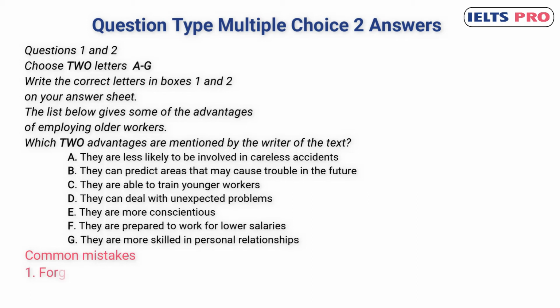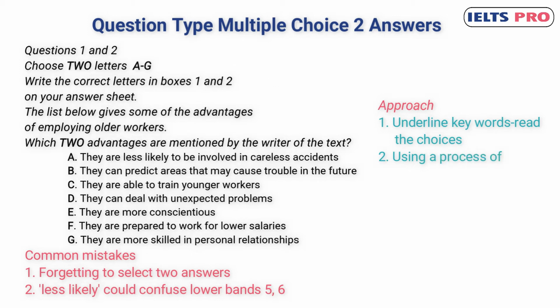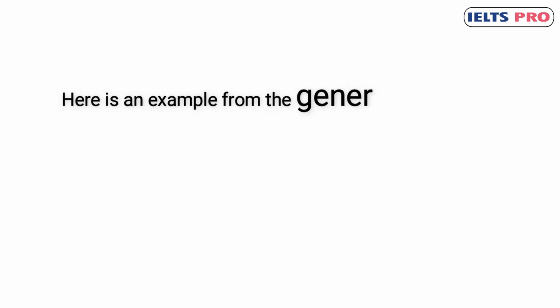Common mistakes. 1. Forgetting to select 2 answers. 2. "Less likely" could confuse lower bands. Approach. 1. Underline key words. Read the choices. 2. Use a process of elimination to identify the correct answer. 3. Close reading to verify. Here is an example from the general paper.